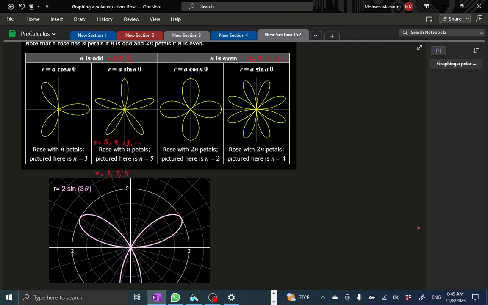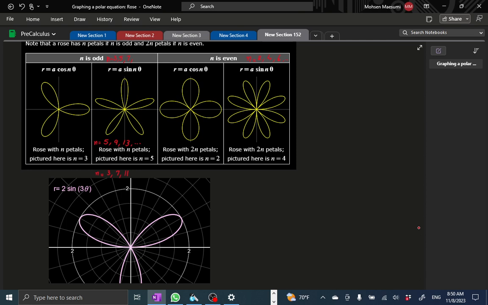So each rose has a radius. This number that you see here, the multiple, indicates how big the radius of the rose is. So in this case, r is equal to 2 sine of theta. The tip of these petals goes as far as the distance of 2 from the origin. So that is a simple indicator for us of the radius of the rose.